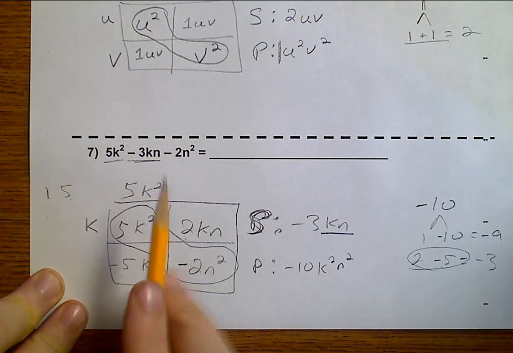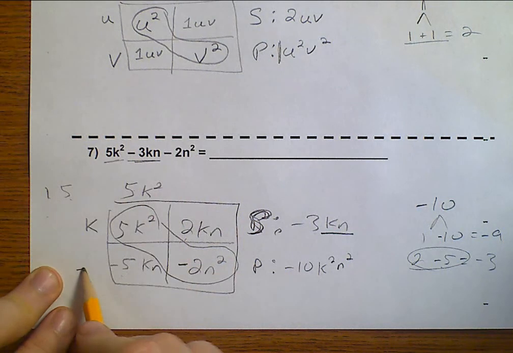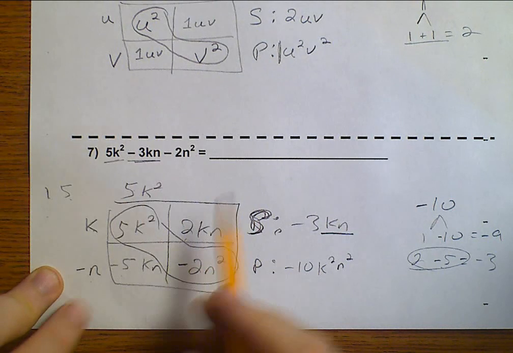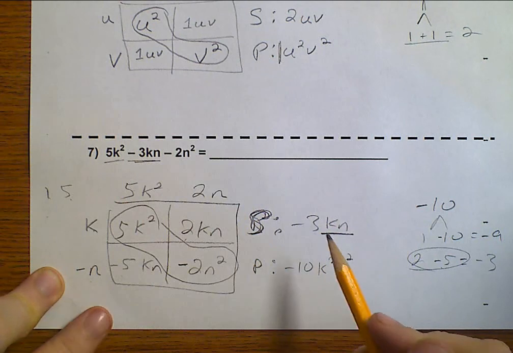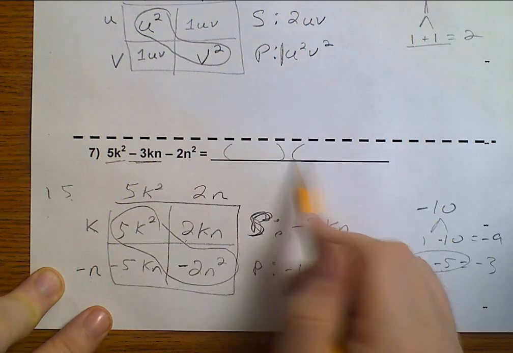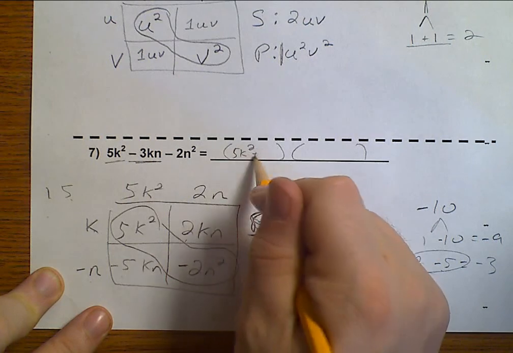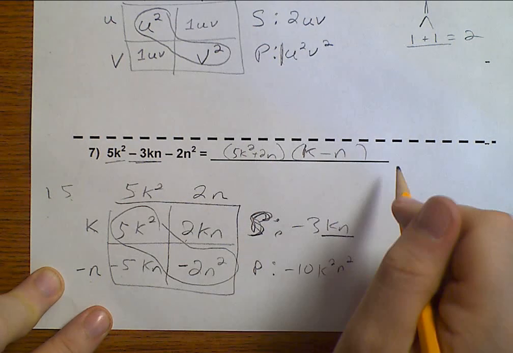What times 5k squared gives me negative 5kn? That would be a negative n. What times k gives me a 2kn? That would be 2n. And so my factors would be 5k squared plus 2n and k minus n.